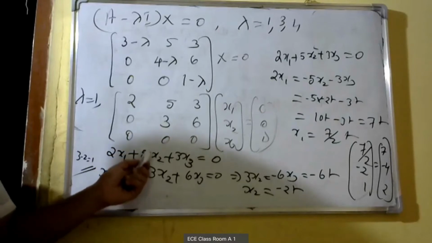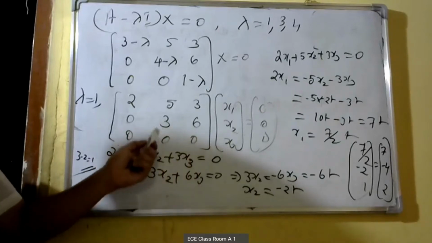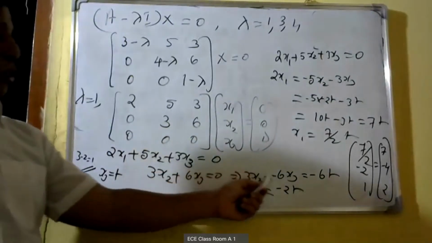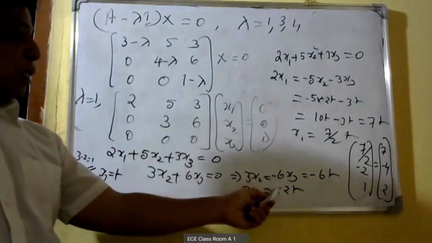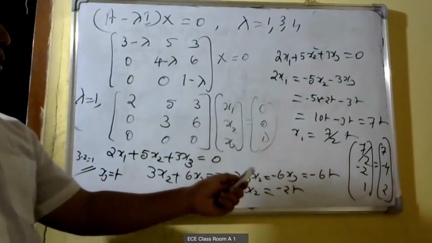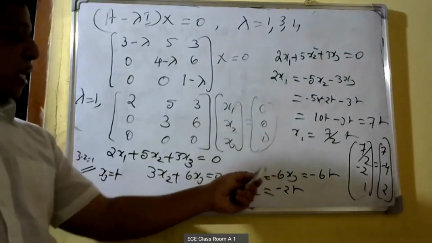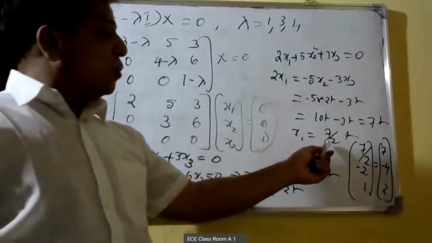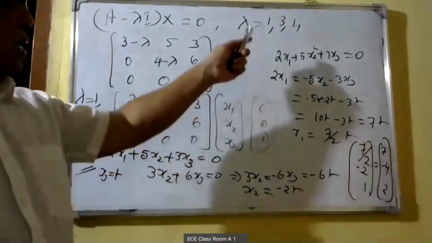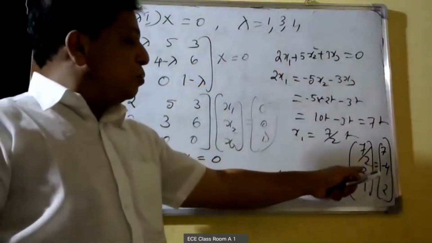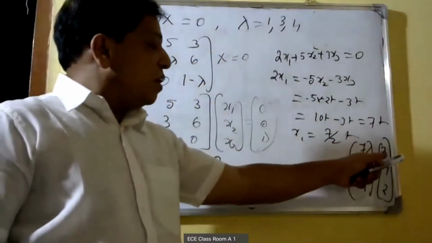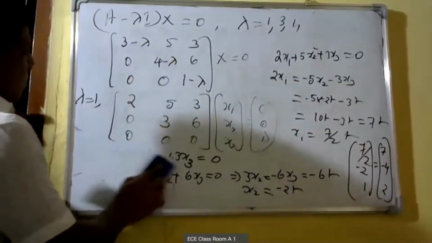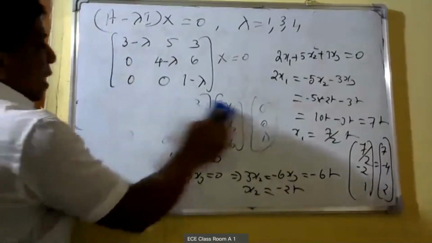Therefore, 2x1 plus 5x2 plus 3x3 equal to 0. Second equation 3x2 plus 6x3 equal to 0. Then x2 is equal to minus 2t. By using the values of x3 and x2 in the first equation, we get x1 is equal to 7 by 2 t. Then write the eigenvector as 7 by 2, minus 2, 1. That is 7, minus 4, 2. Then we can find the next eigenvector, lambda equal to 3.